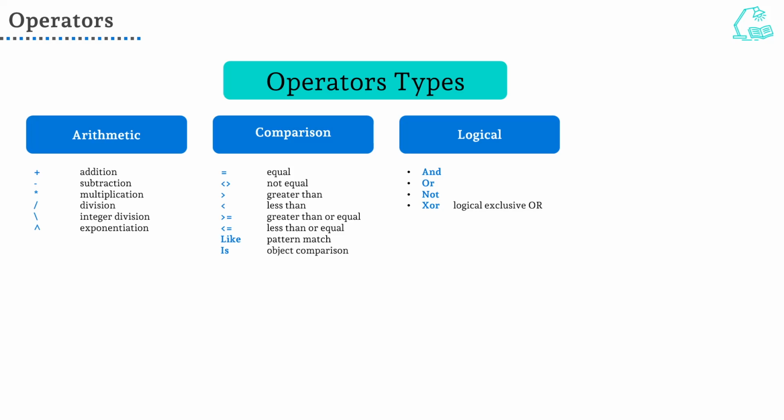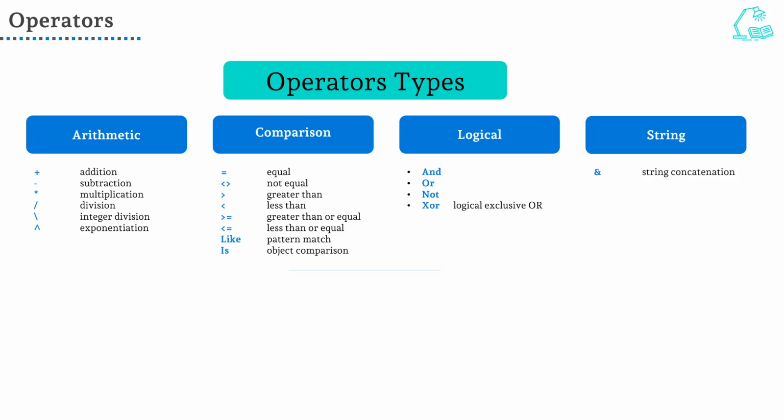Another important category is string operators, with the main operator being the ampersand. It allows us to concatenate or join text values. This is commonly used to create labels, merge names, build dynamic messages, or construct file paths.